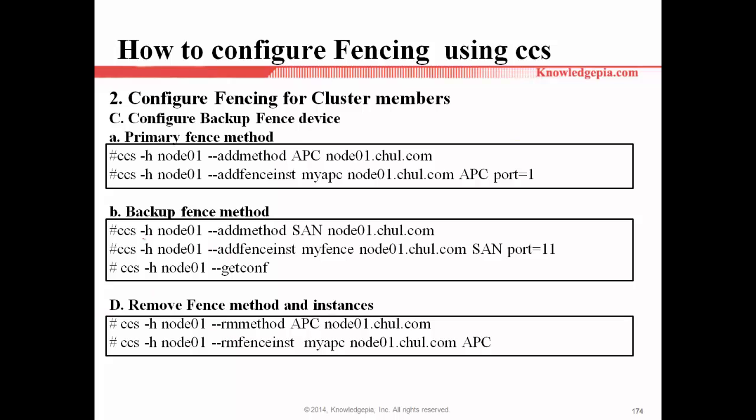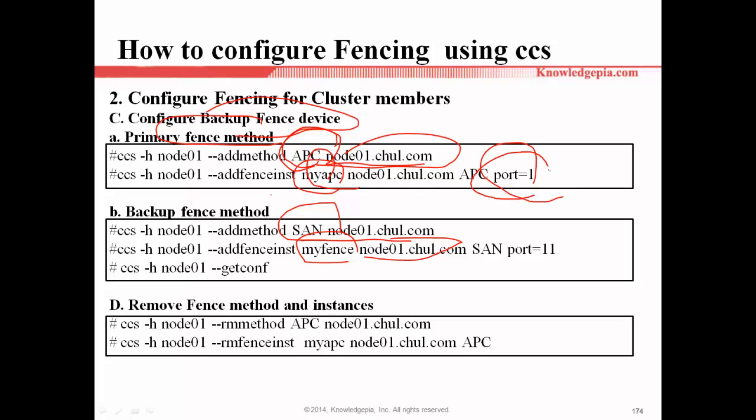Fencing for cluster is number C here, failover. In this case we can use two kinds of fencing method. This one is fence method APC node 01. We can use the APC for node 1, and also this node 1 using SCSI also like this. But the fencing device is different. This is the APC and this is my fence. It is also connected to two ports: for APC port number 1, for SCSI port number 11.